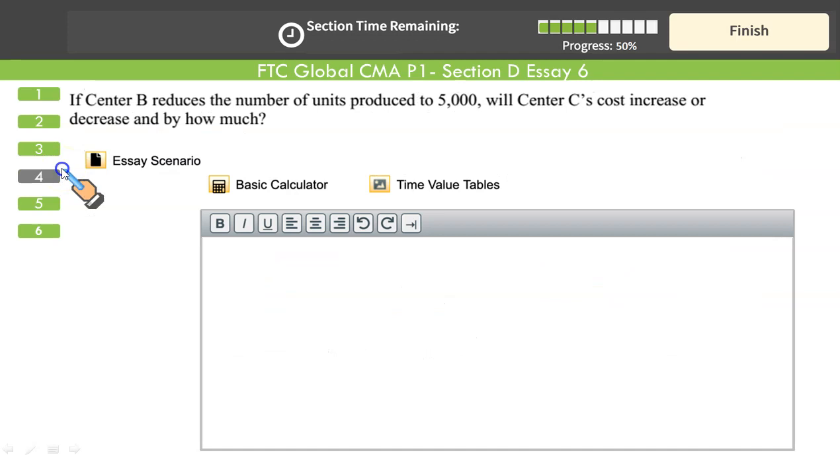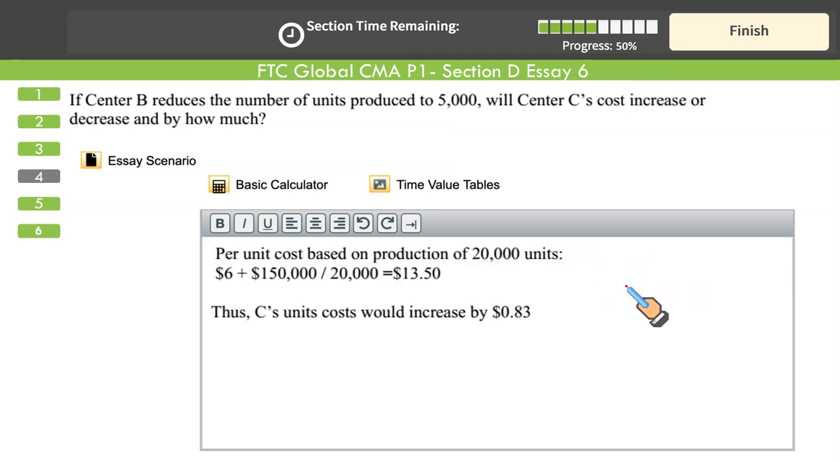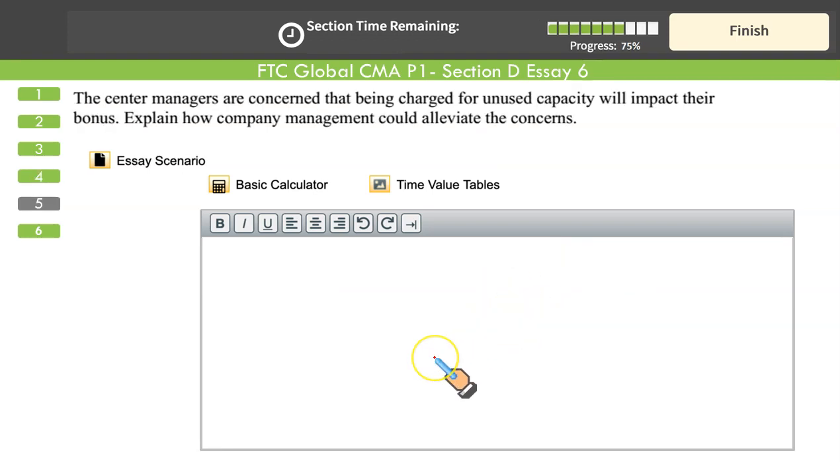Question 4 said, if center B reduces the number of units produced to 5,000, will center C's cost increase or decrease? Surely increase. And by how much? The original cost calculated previously was 12.67, and now the cost has gone up to 13.5 per unit because B has reduced its production from 7,500 down to 5,000. So that has resulted in more cost, and the difference is 0.83. And that's all. Just in a couple of lines you can explain the idea and get the full credit and move on. Question number 5.